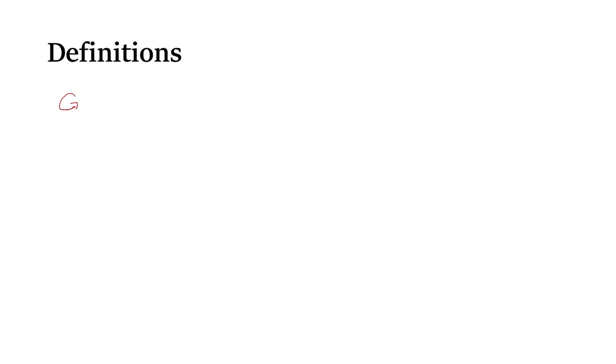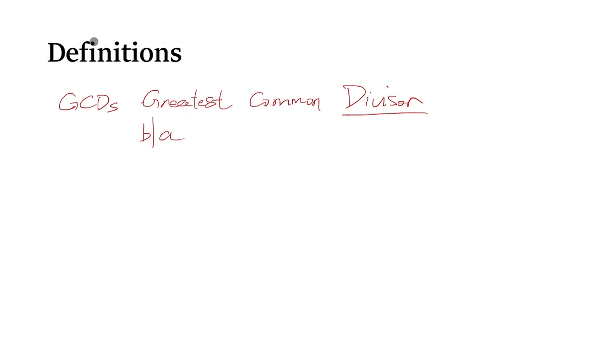So first, GCDs, right? It represents greatest common divisors. There's an important word here, divisor. What's a divisor? For example, just as we talked about in the last video, let's say if A is divisible by B, write it like that. We also say that B is a divisor of A, right?